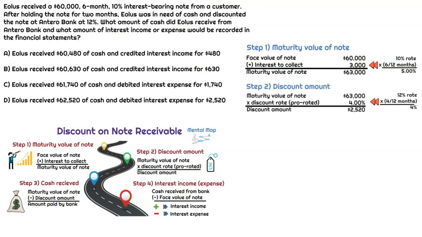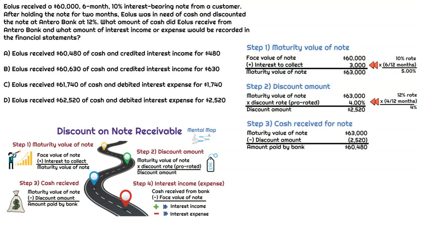Now in step 2, we need to calculate the discount amount. So that's the maturity value of the note of $63,000 times the discount rate. Now the discount rate is 12%, but this is after 2 months of holding, and that means there's only 4 months left on the note after it's discounted or sold to Antero Bank. Right, so 12% is multiplied by 4 out of 12 months, which is basically 1/3. So the effective discount rate is actually 4%. So 63,000 times 4%, that equals a discount amount of $2,520.